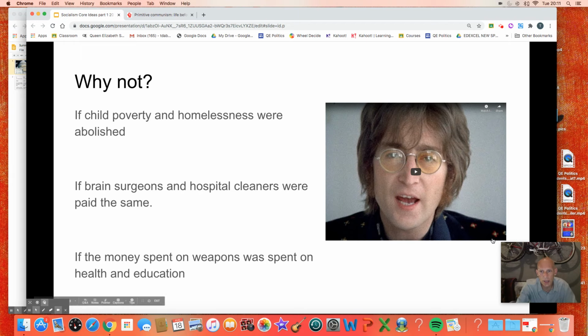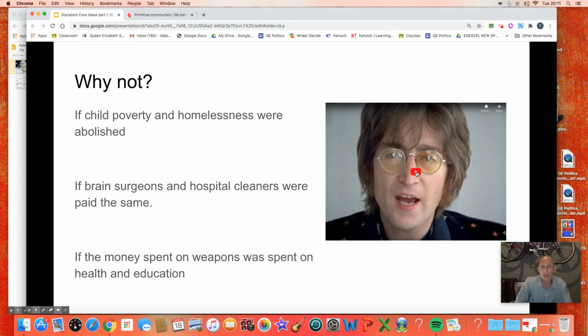There's John Lennon singing Imagine, and the lyrics to Imagine provide an idea, I suppose, of what a socialist society might look like. Imagine there's no war, and so on. So what would be the arguments against this? How would socialists try and defend this? We didn't get to this in the session itself, but you could think about this.